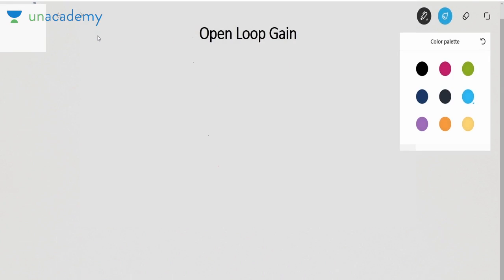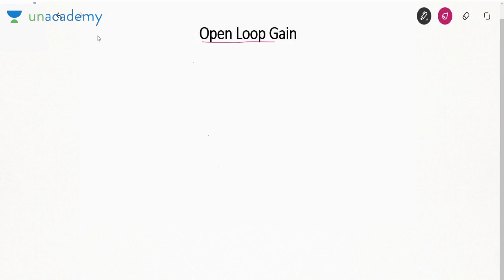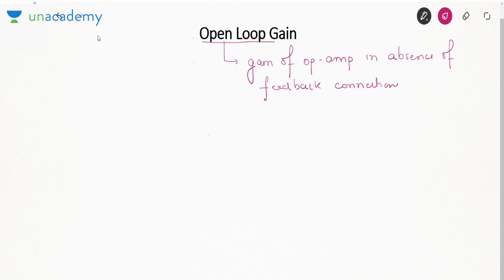The next one, open loop gain. We know open loop gain is nothing but the gain of Opamp in absence of feedback connection. When we don't connect any feedback network, that is the open loop gain. This gain varies from 10 to the power 4 to 10 to the power 5. So this gain is very high. That is why to stabilize this gain, we were making use of negative feedback.